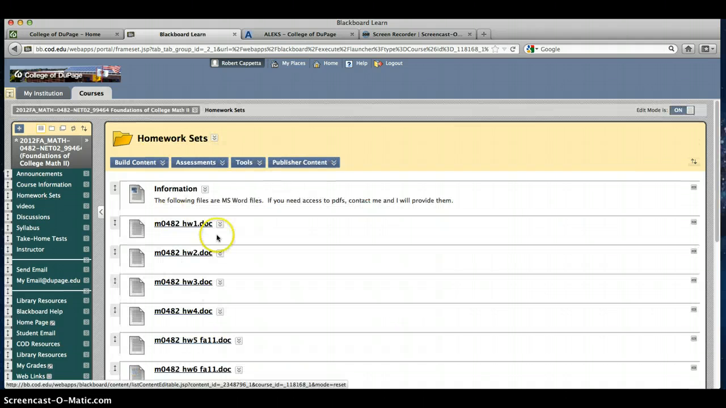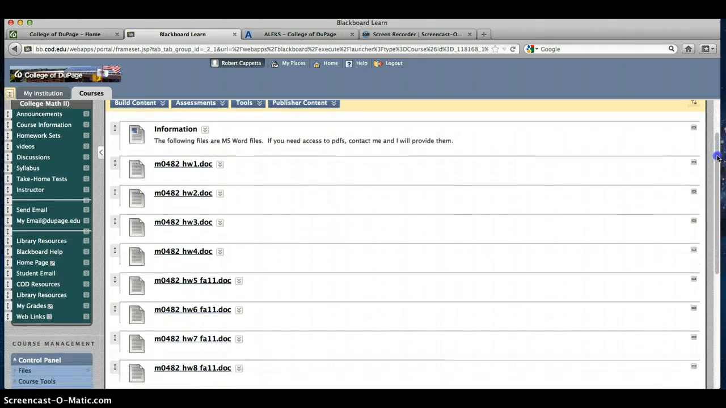So if we click on homework sets, you'll notice we have MS Word files. You need to download these, print them, handwrite your solutions, and then either hand deliver them to SRC2102, scan and email them to me at math1635@gmail.com, or snail mail them to me so I get them on Mondays.